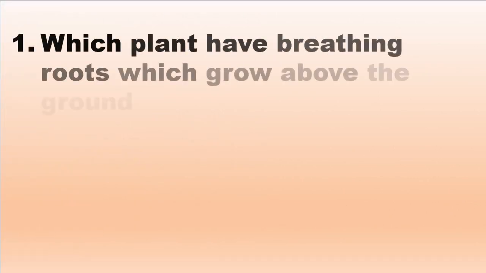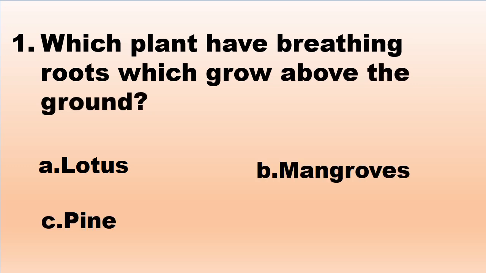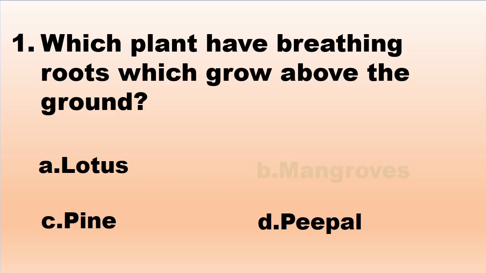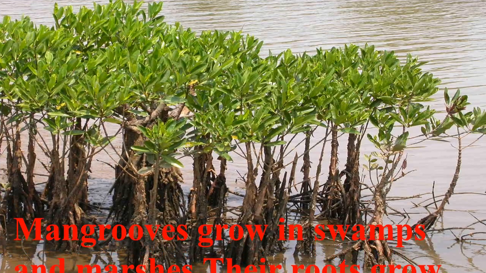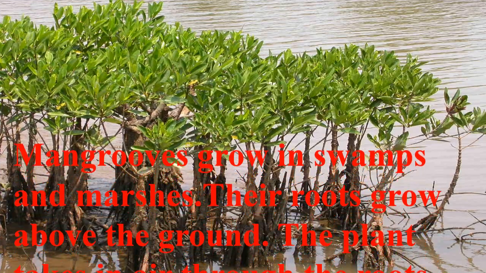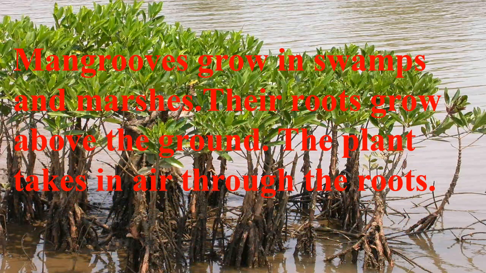Which plant has breathing roots which grow above the ground? Lotus, mangroves, pine, peepal. Mangroves. Mangroves grow in swamps and marshes. Their roots grow above the ground. The plant takes in air through the roots, hence it is known as breathing roots.